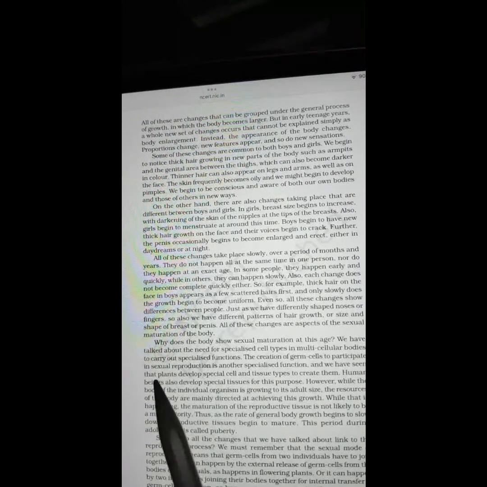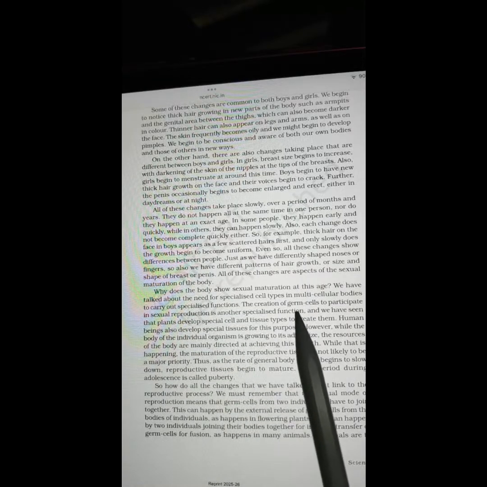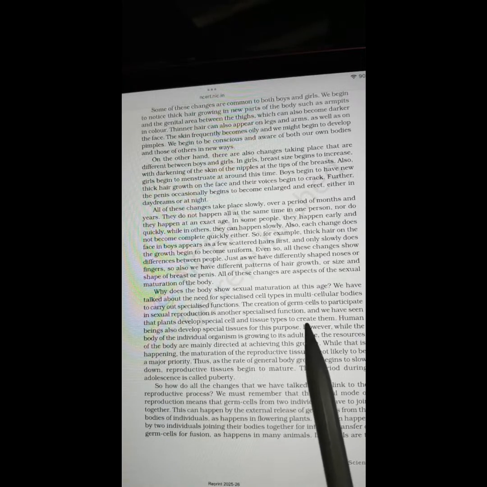Even so, all the changes show differences between people. Thus, we have differently shaped noses or fingers. So also, we have different patterns of hair growth or size and shape of the breast or penis. All these changes are aspects of the sexual maturation of the body. Why does the body show sexual maturation at this age? We have talked about the need for specialized cell types in multicellular bodies to carry out specialized functions. The creation of germ cells to participate in sexual reproduction is another specialized function.